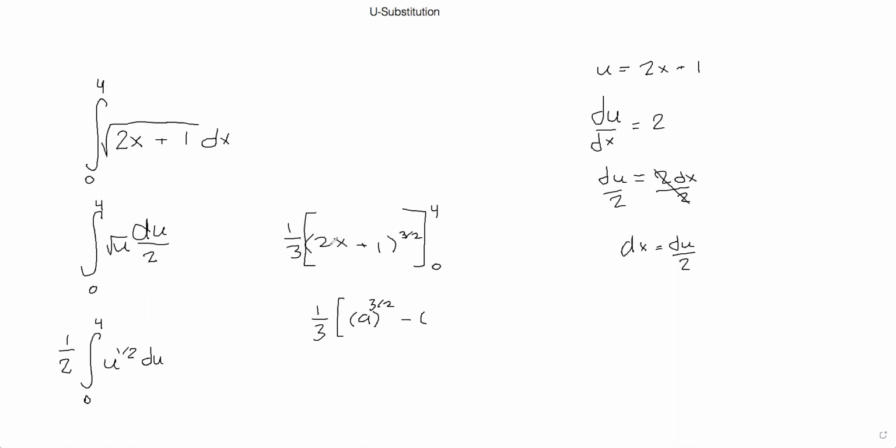So our bottom endpoint is 0. If we plug in a 0 for x, we're going to get 0 plus 1. So we're going to get just 1 to the 3/2. So 9 to the 3/2. So let's ignore the 3 for now. 9 to the 1/2 power is 3. And then 3 to the 3rd power is 27. So this is going to be 27 minus 1 to the 3/2. That's going to be 27 minus 1, which is 26. So we get 26 times 1/3. We get 26 thirds as our final answer.